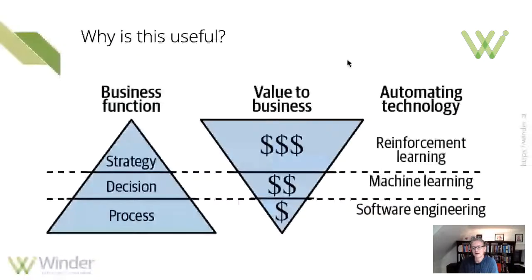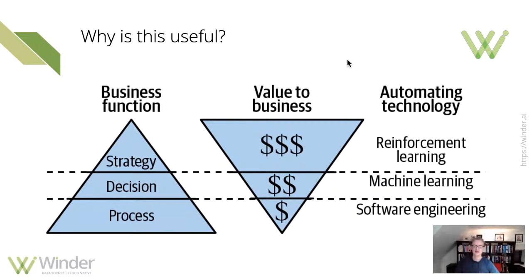Why is this useful? I'll go quite quickly over this because I've talked about this before, but it's useful to business because a business is usually made up of three parts. There are processes within the business, decisions to be made within the business, and strategies to devise in the business. Each of those three layers is defined on the right-hand side by the automating technology. The goal of any business at the moment is to try and automate away as much of the mundane work as possible. We do that via software engineering to automate the processes. We use machine learning to automate the decisions. I'll explain why in just a second. And we use reinforcement learning to automate the strategies.